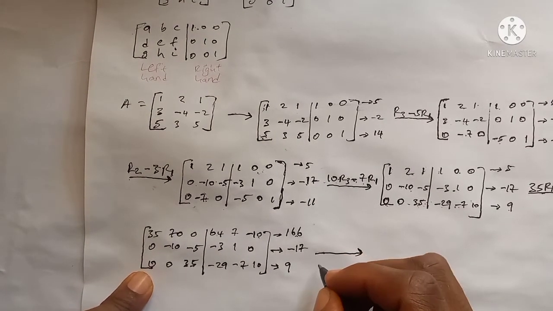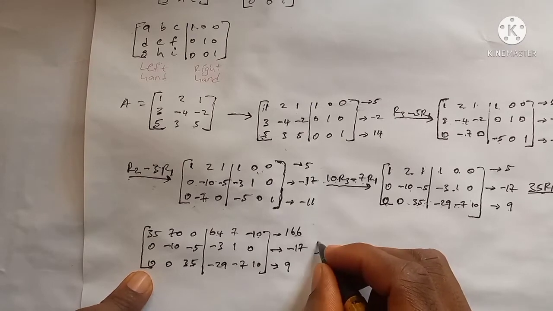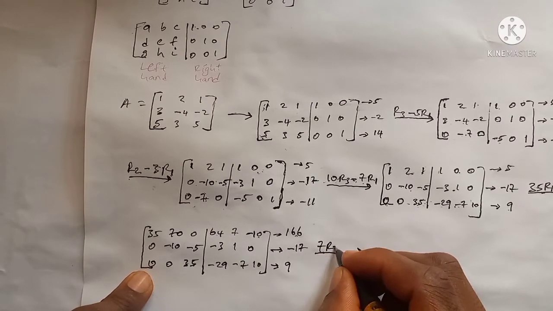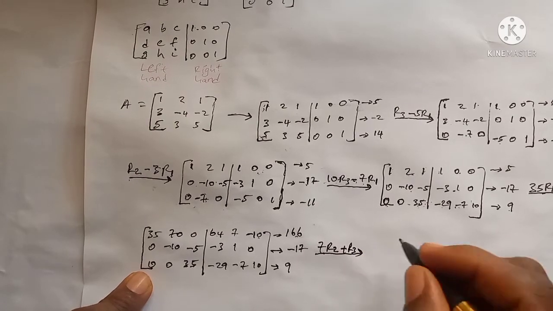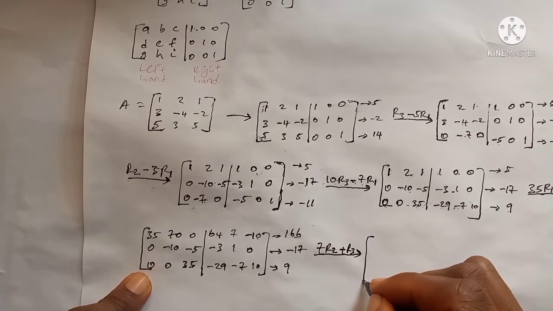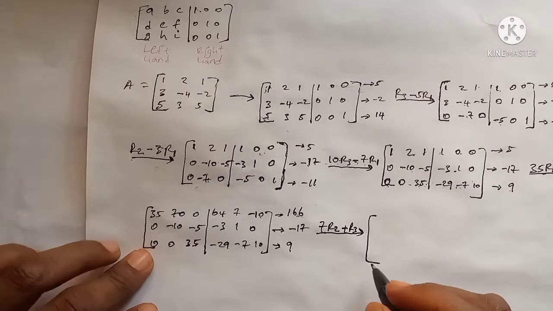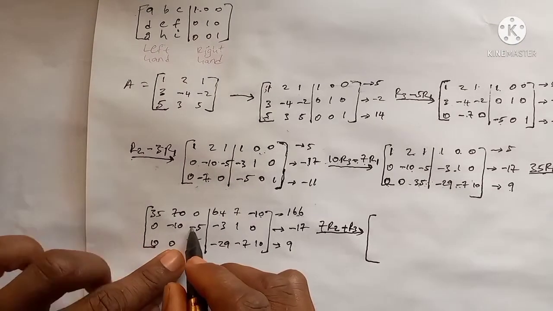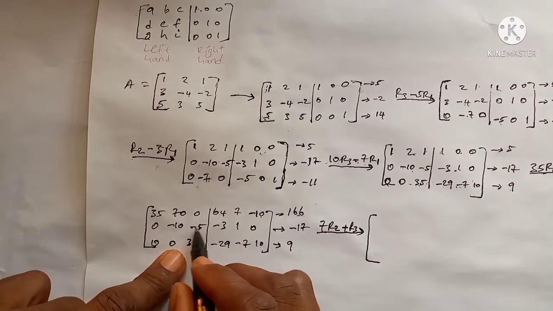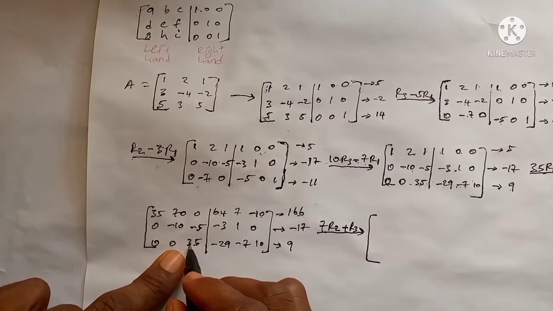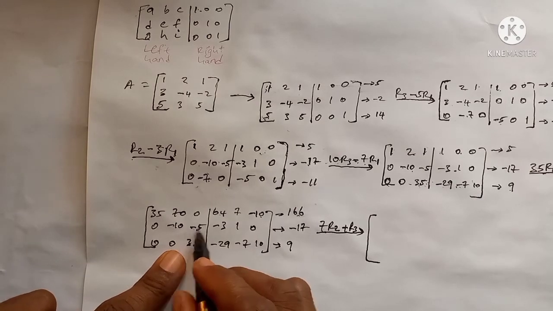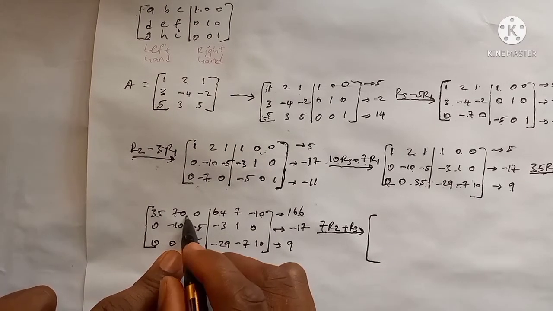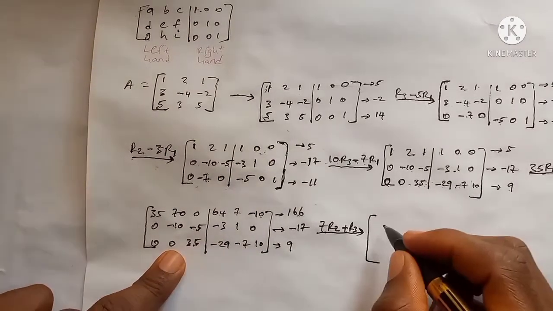We are going to say 7 R2 plus R3. Now 7 R2 means 7 times minus 5, which is minus 35. Then plus R3 means plus 35, which means minus 35 plus 35 will give us 0. Now our row 1 and our row 3 didn't change.